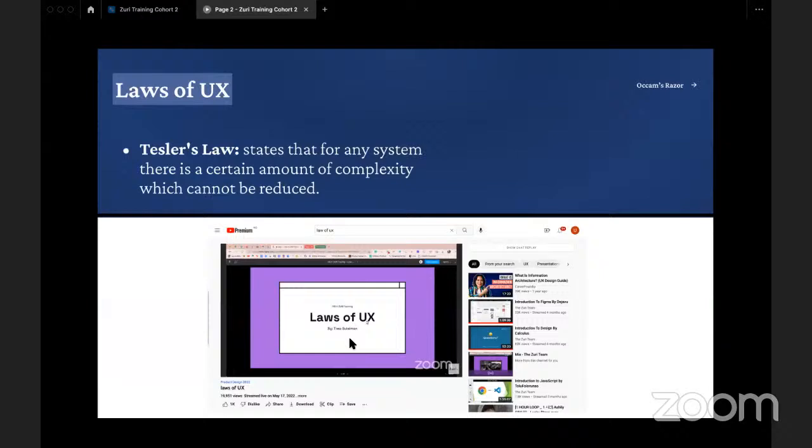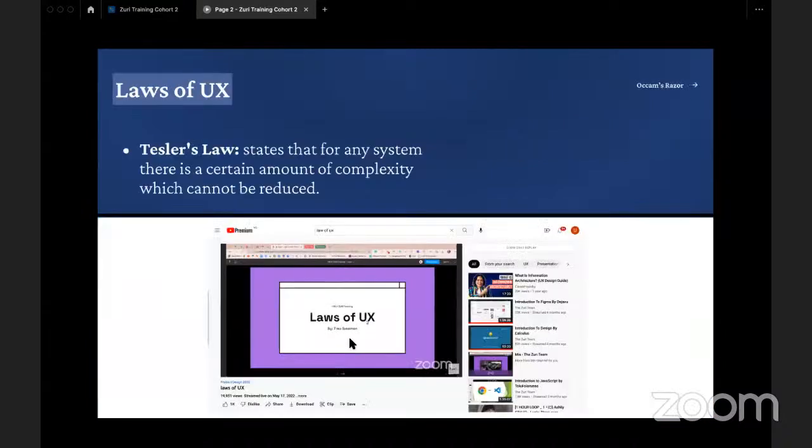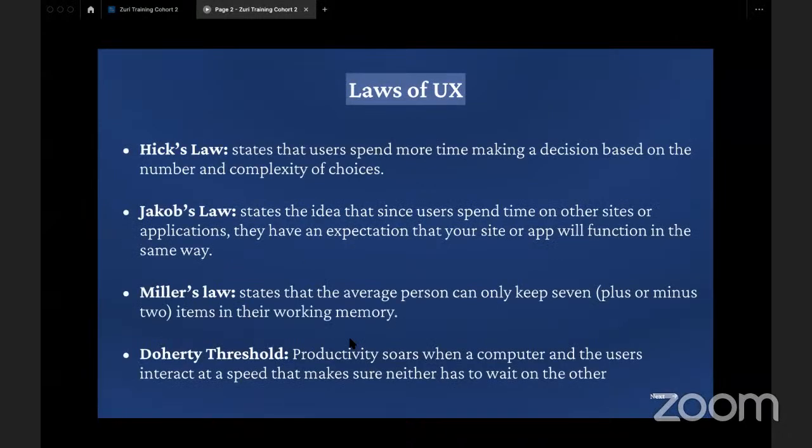Let me show you an example of a design or a platform following Tesla's Law and also following Hick's Law. Remember, Tesla's Law says that in as much as designers want to simplify things, there are some things that should not be simplified and should remain the way they are. That's Tesla's Law, right? Now, Hick's Law states that users spend more time making a decision based on the number and complexity of choices.